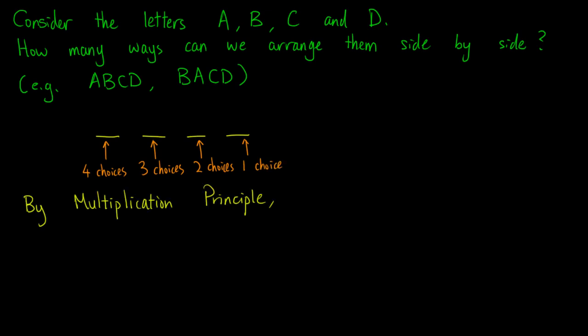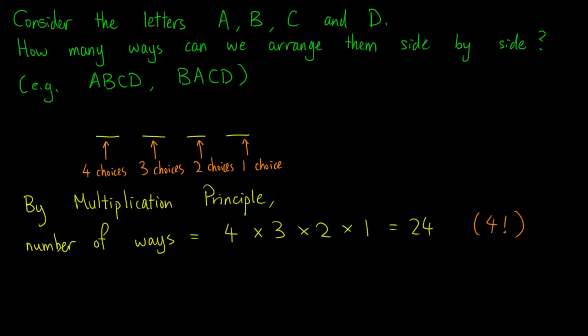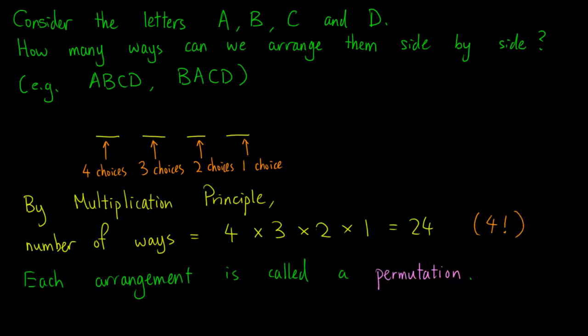By the multiplication principle, the number of ways that we can arrange these 4 letters is 4 times 3 times 2 times 1, which is 24. Observe that this expression is the same as 4 factorial. We say that each arrangement is a permutation of the 4 letters.